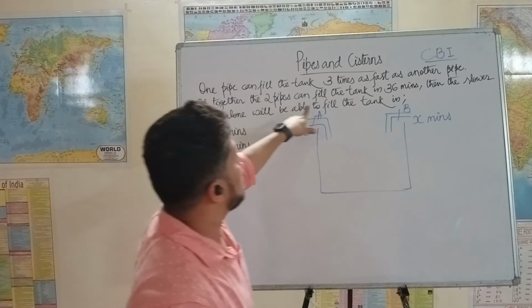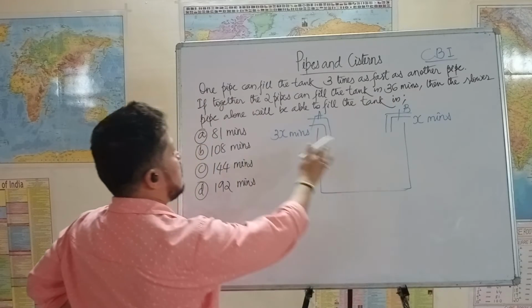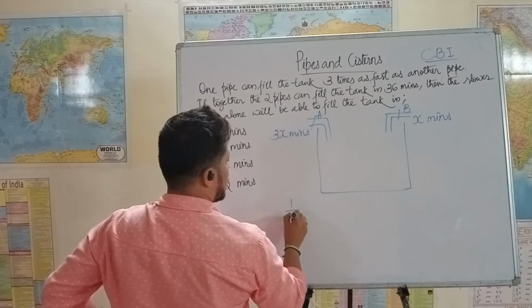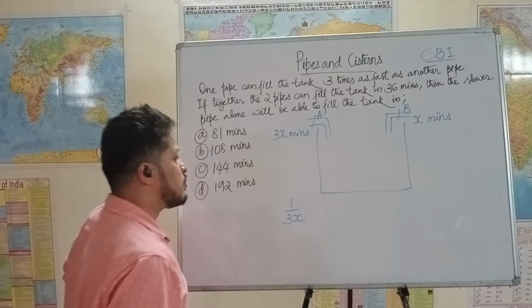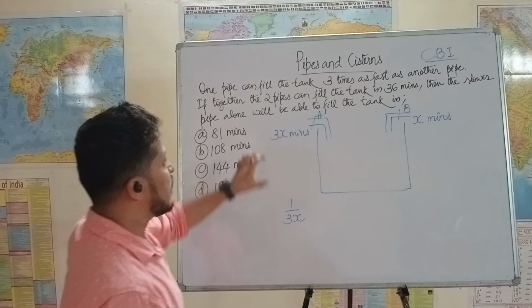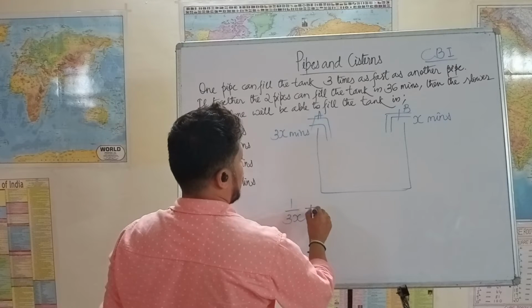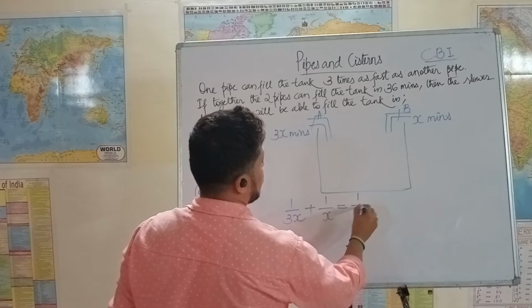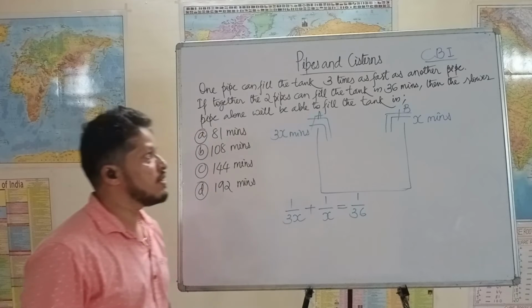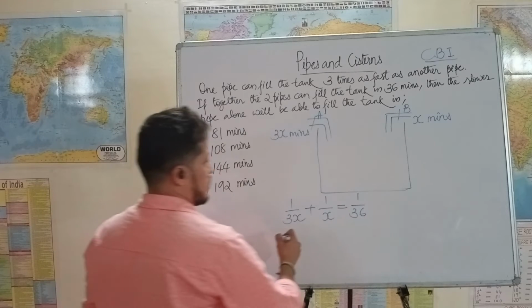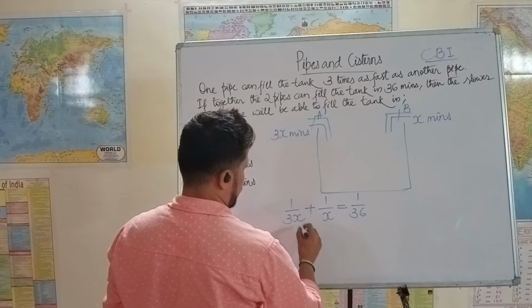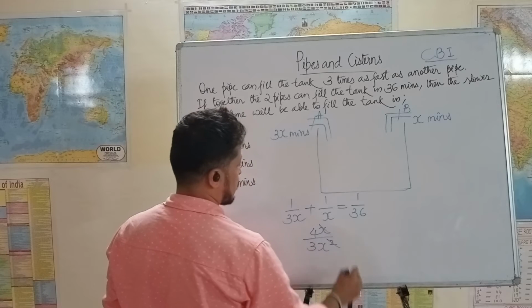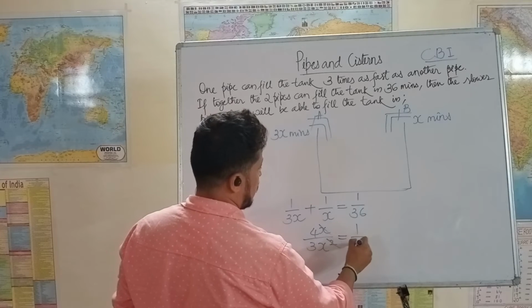If together they can fill the tank in 36 minutes, that means if this can fill in 3x minutes, the efficiency of A is what? 1 by 3x. That means 1 by 3x of the tank is filled by A every minute, and B 1 by x per minute, and together they can fill the entire tank in 36 minutes. Clear? Now let's cross multiply: 3x plus x, 4x divided by 3x square, x gets cancelled, is equal to 1 by 36.